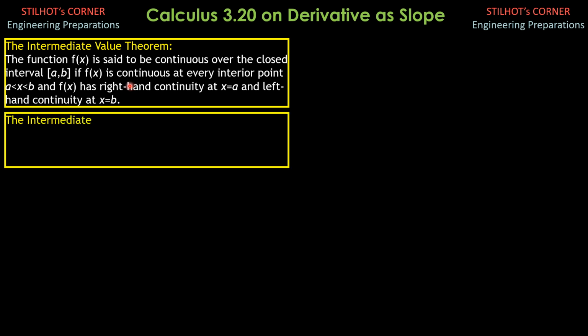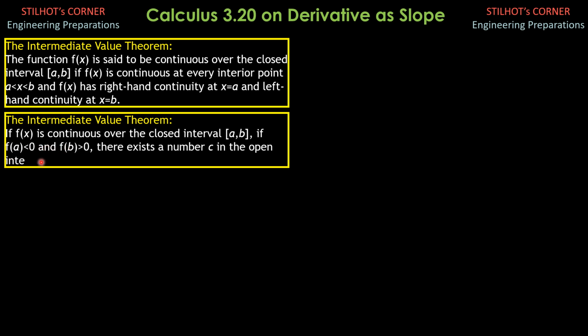So here is the intermediate value theorem, which states that if f of x is continuous over the closed interval ab, if f of a is less than 0 or negative, and f of b is greater than 0 or positive, it may also be f of a greater than 0 and f of b less than 0, as long as the function values at the extreme points are opposite to each other. So that's the idea. So there exists a number c in the open interval ab for which the function value at x equals c is 0.